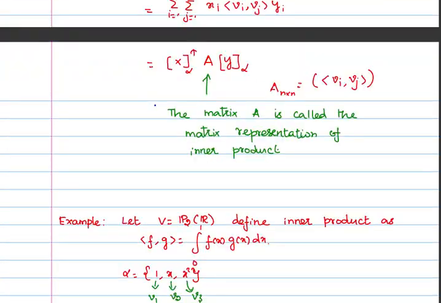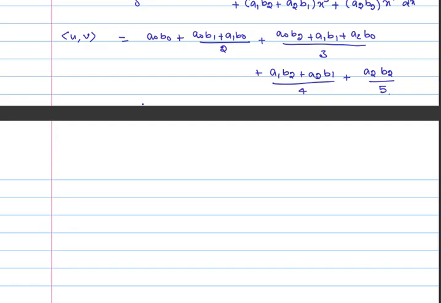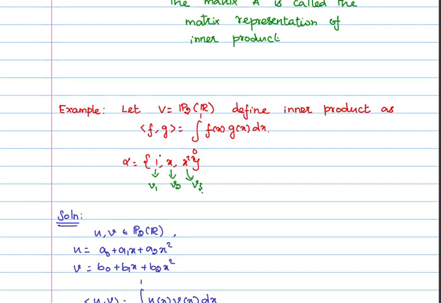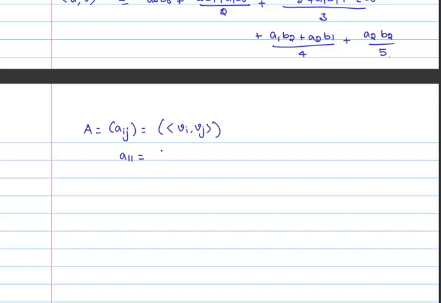Now we find the matrix representation, then we find the inner product. What is the matrix A equal to A ij, correct? The A ij is the inner product of Vi comma Vj. So what is A11? A11 means inner product of V1 with V1, that is the integral from 0 to 1 of dx. It is simply 1. What is A12? Inner product of V1 and V2.